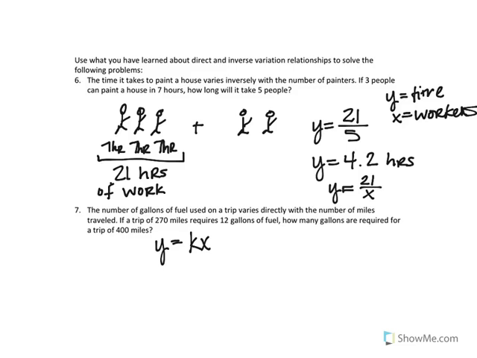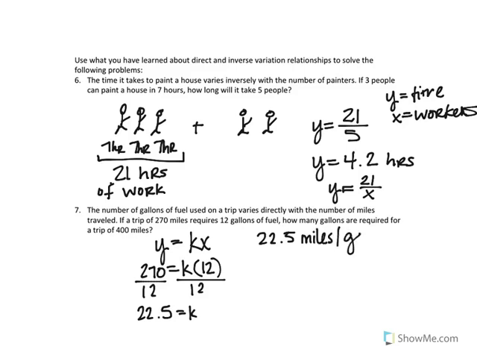And what we know is that we have 270 miles. We'll put that as my y, equals k times 12. If I divide by 12, we're going to get a k value here of 22.5. What that means is that we get 22.5 miles per gallon, and that is our constant of variation.